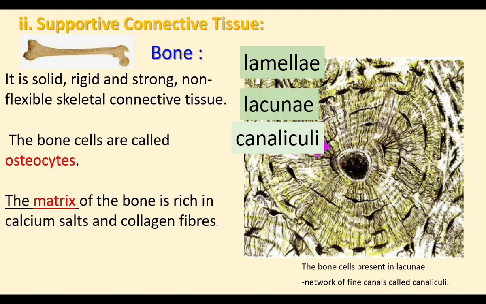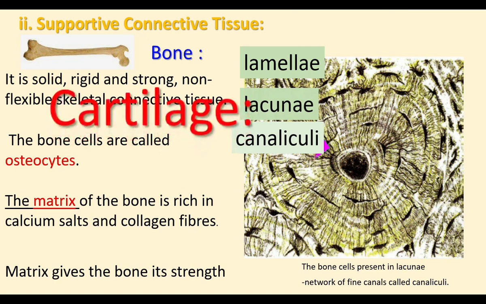The matrix of the bone is rich in calcium salts and collagen fibers. The calcium salts and collagen fibers give hardness and rigidity to the bone. The matrix gives bone its strength. Let us see cartilage. It is also a connective tissue, but it is not as hard as bone. It is flexible.